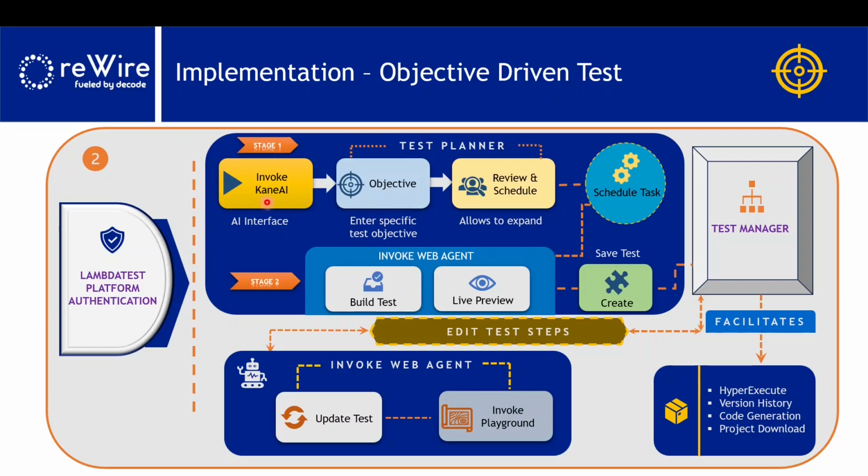One is stage one, which predominantly accepts the objective input in natural language format by the KaneAI system, and that will be taken to a scheduled task, which is a kind of background process, and that will allow you to invoke the web agent, which processes building the test for the automation, and then invoke the playground where the end user can see the actions it is going to take for the given objective.